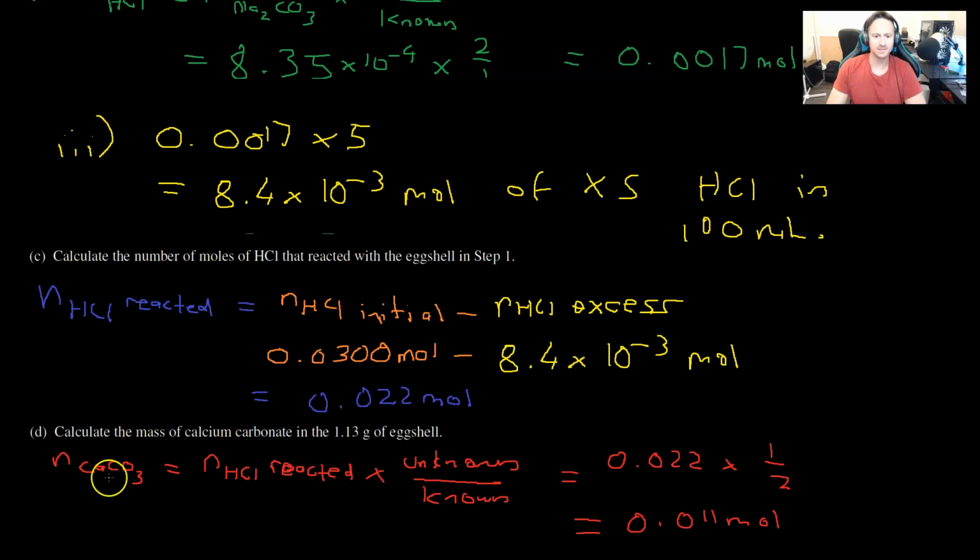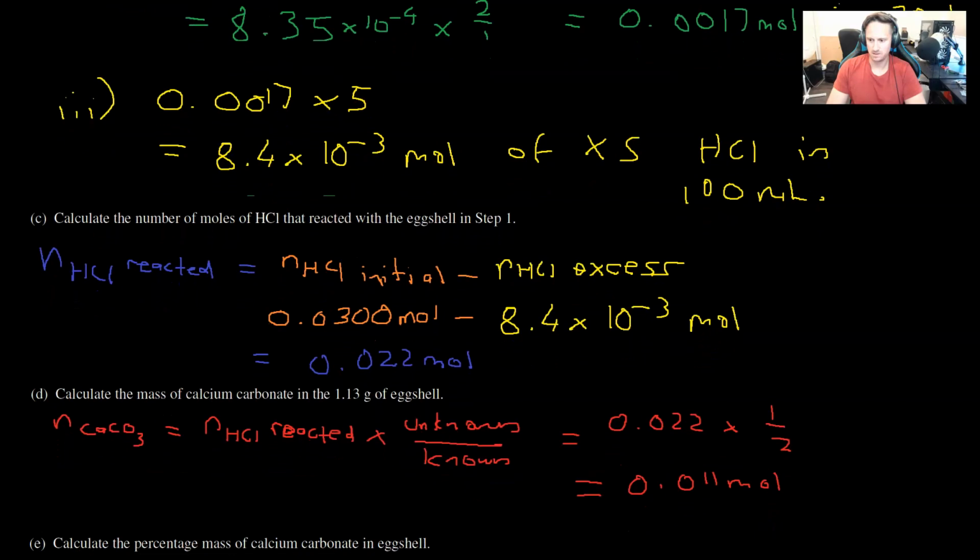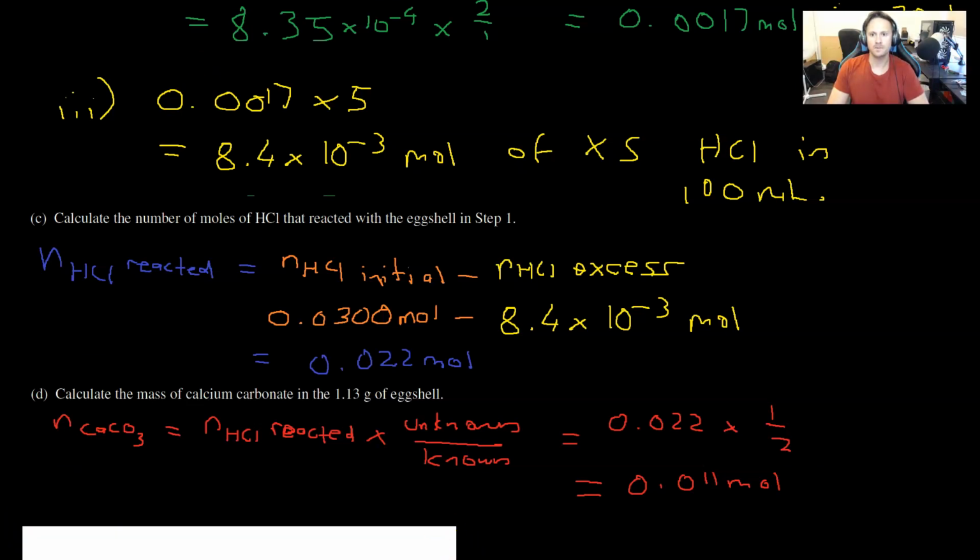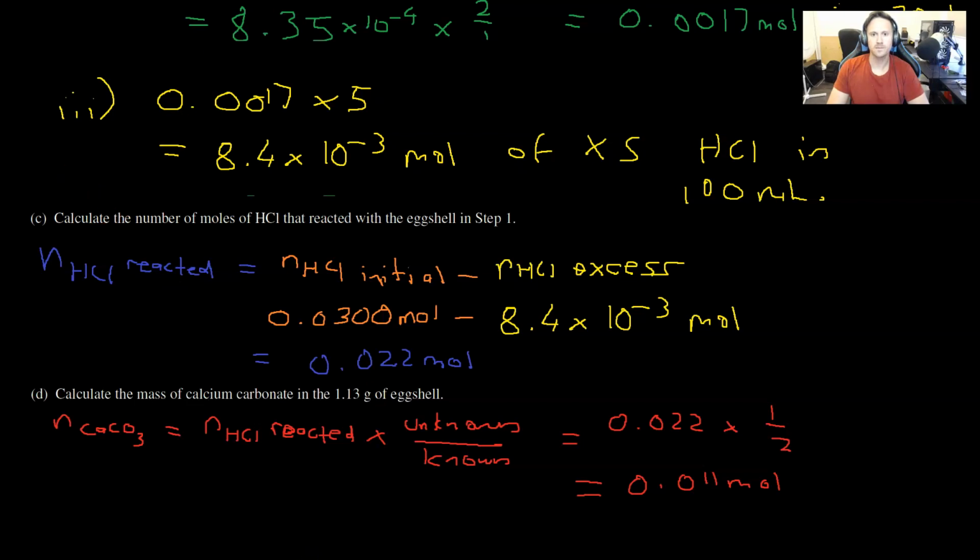Now we need the mass of calcium carbonate. So scroll down a bit here. I might just delete this because I'm running out of room. Okay. So the mass of calcium carbonate, and my writing's getting super messy here, is the number of moles times by the molar mass.